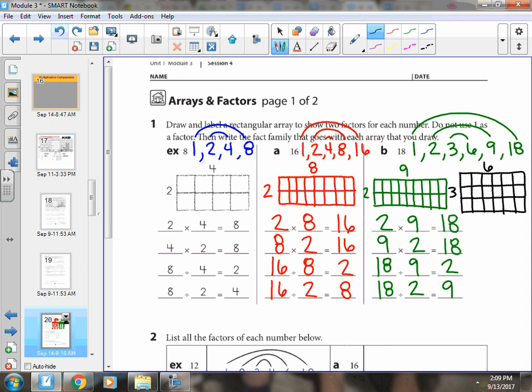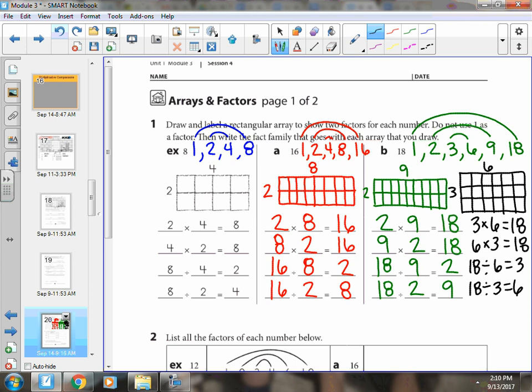And your fact family might be something like this. 3 times 6 equals 18. 6 times 3 equals 18. 18 divided by 6 equals 3. 18 divided by 3 equals 6.